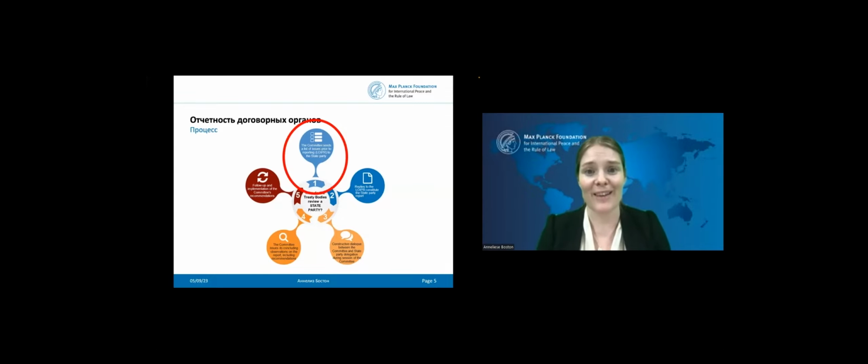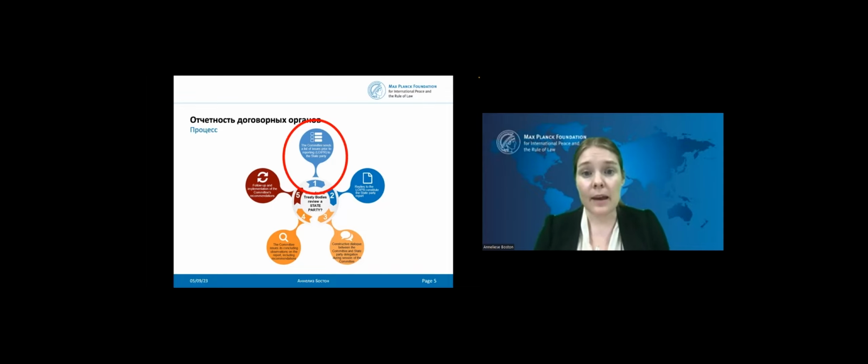So the aim of this is to provide more of a streamlined reporting process. So it removed the need for states to then submit a report and then also respond to a list of issues and questions. Importantly, you can have a say on what you think should be in the list of issues prior to reporting. So you can submit what you think are issues and possible questions that should be sent to the state.